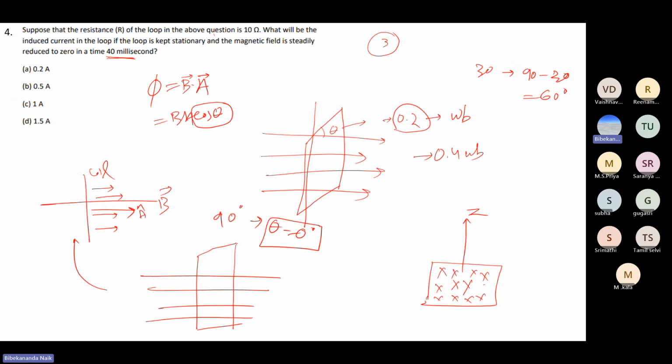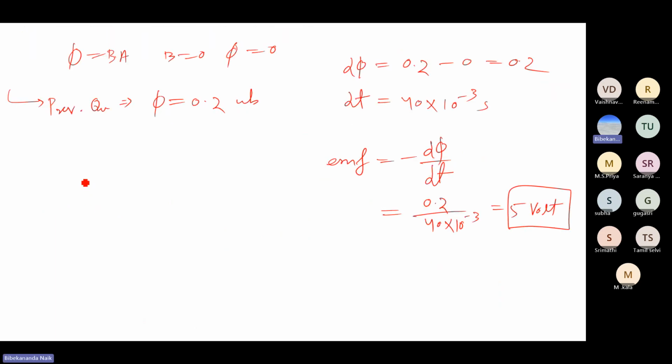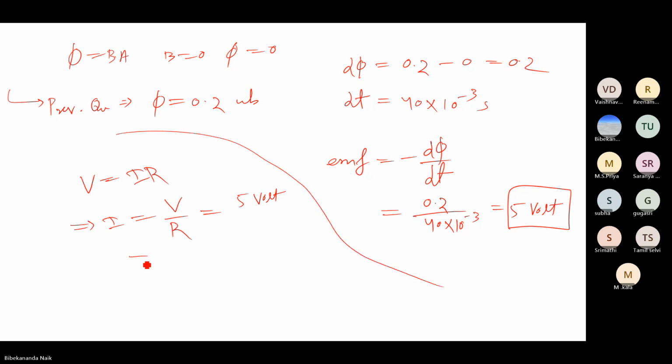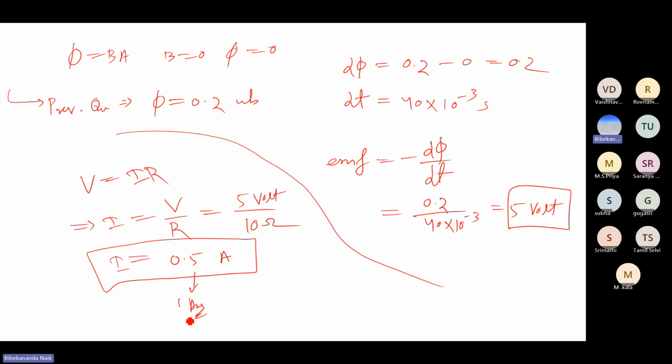Now the question asks, what will be the induced current? The resistance is 10 ohm. We know V equals IR, so I will be V by R. V is 5 volt and R is given as 10 ohm, so it will be 0.5 ampere. So the current produced in the coil is 0.5 ampere, and it is the answer.